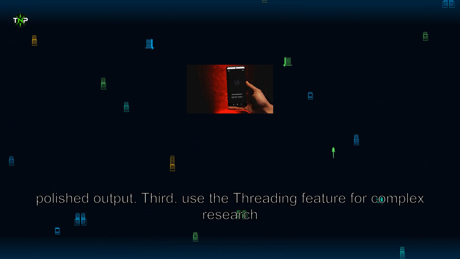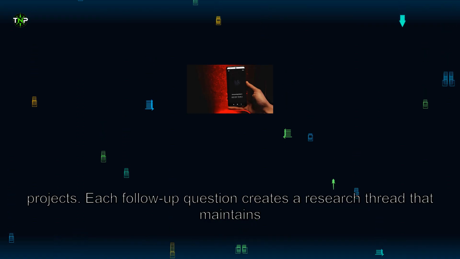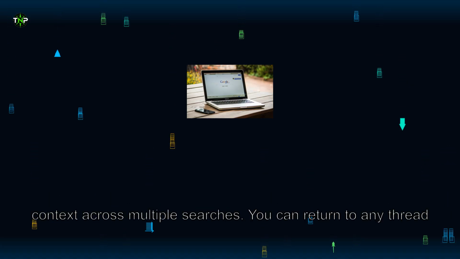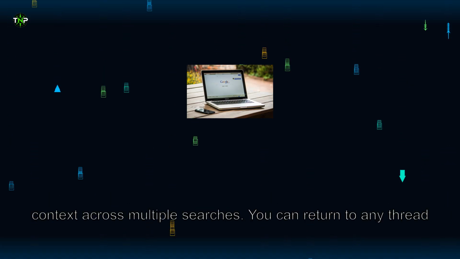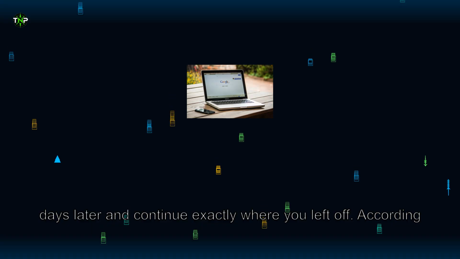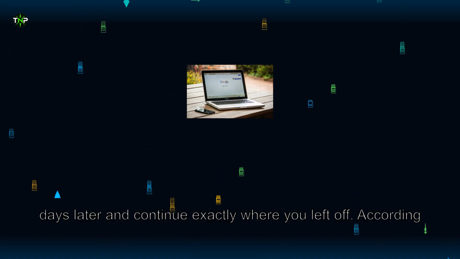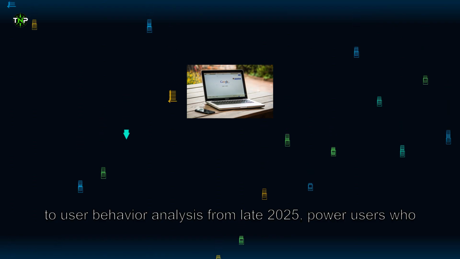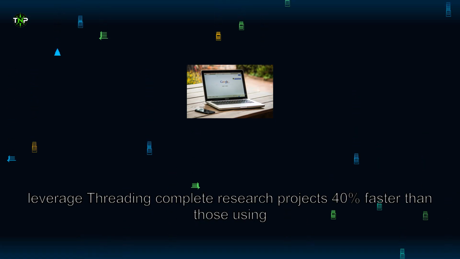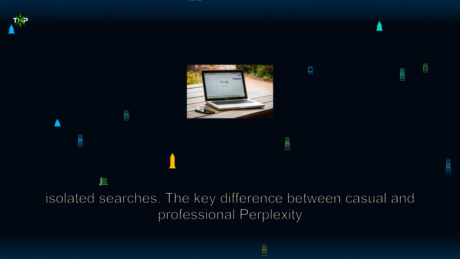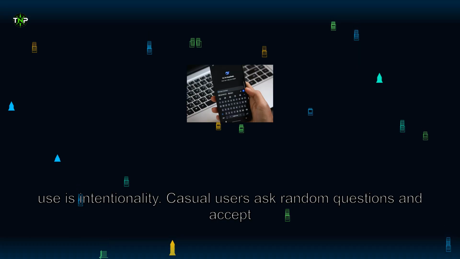Third, use the threading feature for complex research projects. Each follow-up question creates a research thread that maintains context across multiple searches. You can return to any thread days later and continue exactly where you left off. According to user behavior analysis from late 2025, power users who leverage threading complete research projects 40% faster than those using isolated searches.